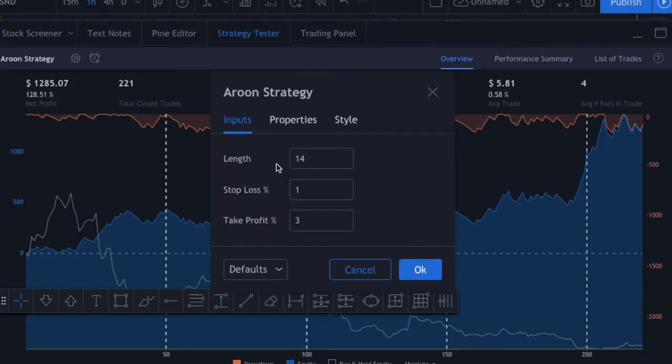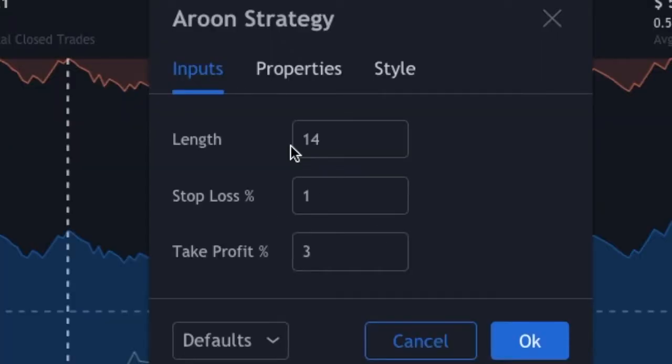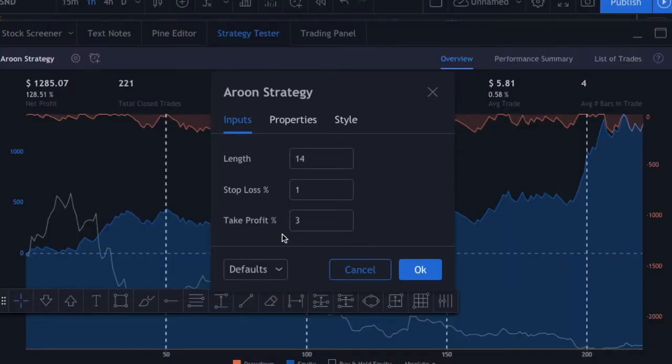If you see here, the length stays at 14. 14 is the default length that the Aroon indicator comes with in TradingView, so we don't have to mess with that at all. And we have a 1% stop loss and 3% take profit. That means it's going to take three losing trades to make up for one winning trade, which is really good, right? This is what we want. We want our take profits to be bigger than our stop losses.